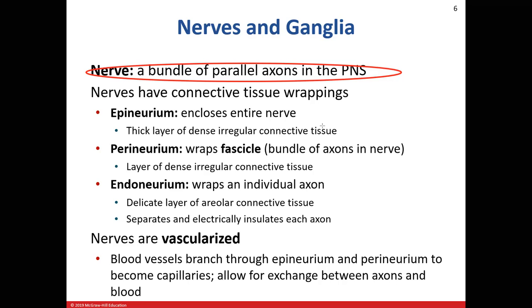Now, one thing that we know, our nerves are vascularized. So we do have blood vessels going to them. And those blood vessels are able to branch through the epineurium and the perineurium to become capillaries. Again, we all know capillaries are these very small vessels that are able to provide a width of about 1 or 2 red blood cells. But this does allow for the exchange of gases between axons and the bloodstream. So now we get movement of oxygen and ions all within this area.